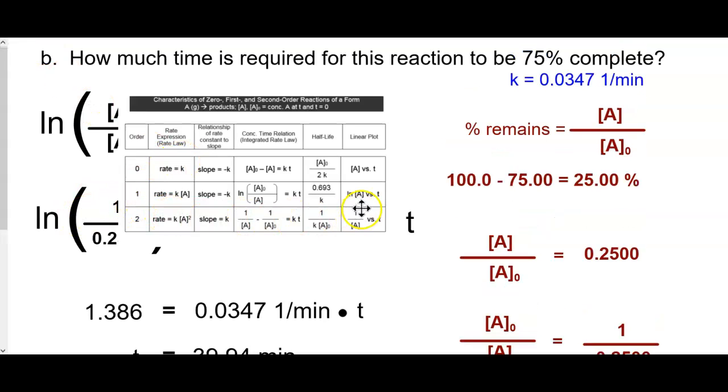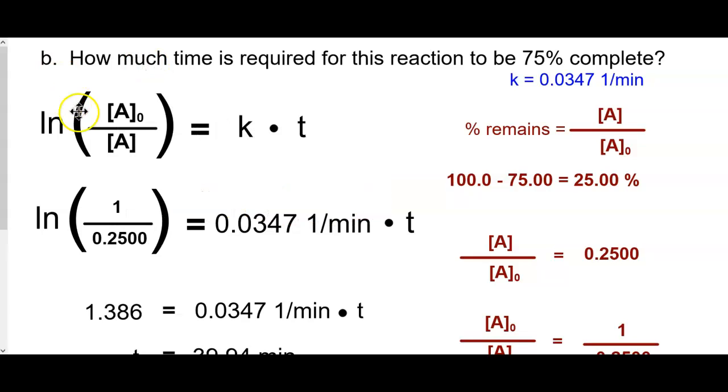Again, we know this is first order, so we know we're still using this row here. And we're going to use this formula then. And we are going to plug our K in. We're looking for time. We know we're solving for time. And how did I get this? Well, in order to use this, I needed to get A naught over A.